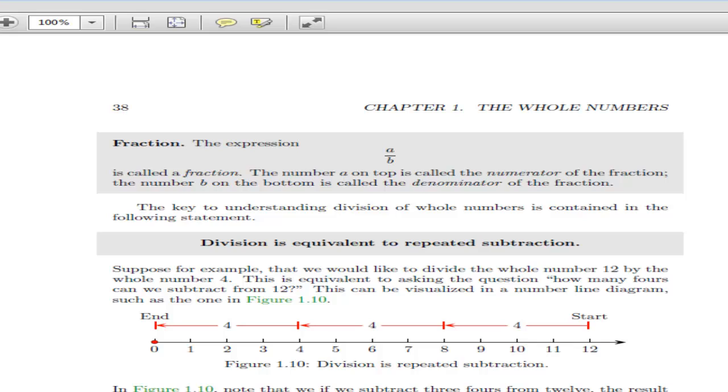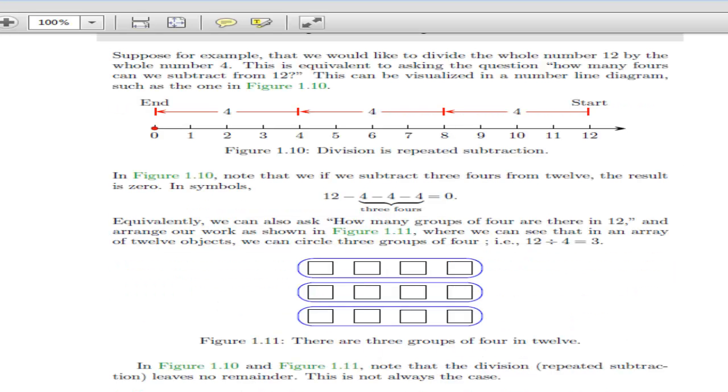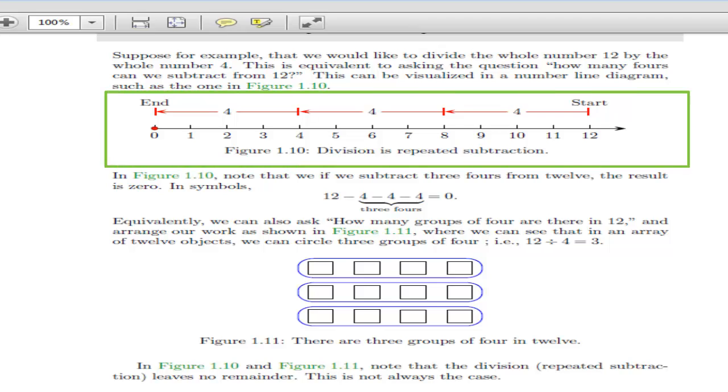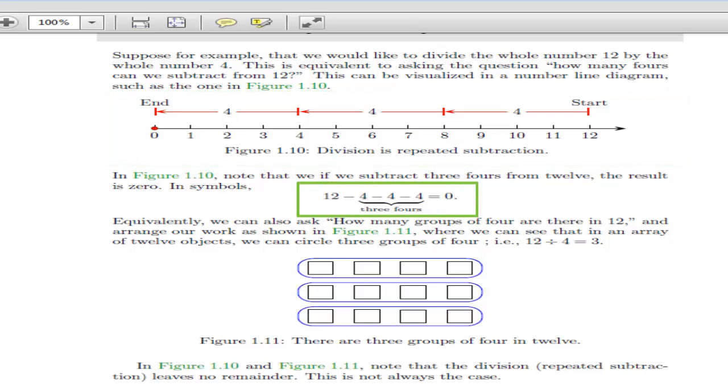The key to understanding division of whole numbers is contained in the following statement. Division is equivalent to repeated subtraction. Suppose, for example, that we would like to divide the whole number 12 by the whole number 4. This is equivalent to asking the question, how many 4s can we subtract from 12? This can be visualized in a number line diagram such as the one in Figure 1.10. In Figure 1.10, note that if we subtract 3 4s from 12, the result is 0. In symbols, 12 minus 4 minus 4 minus 4 equals 0.